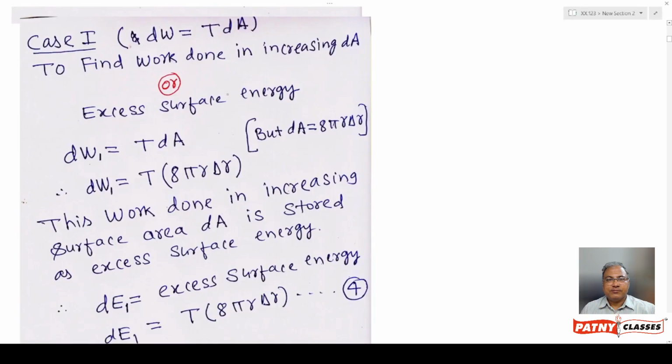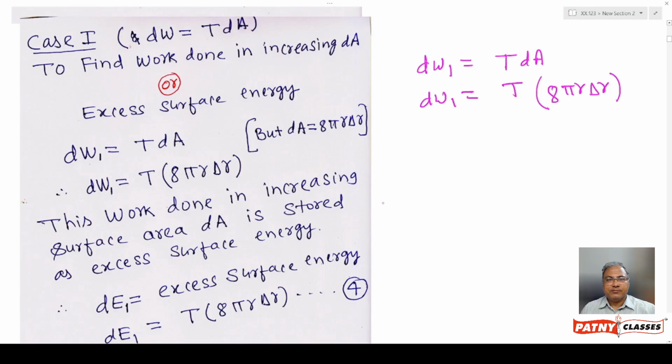Now we will calculate the work done due to surface tension. Call it dW1. That is the work done due to surface tension, given by T into dA. So dW1, where surface tension is T, and dA we already have as 8 pi r delta r. This is the work done.